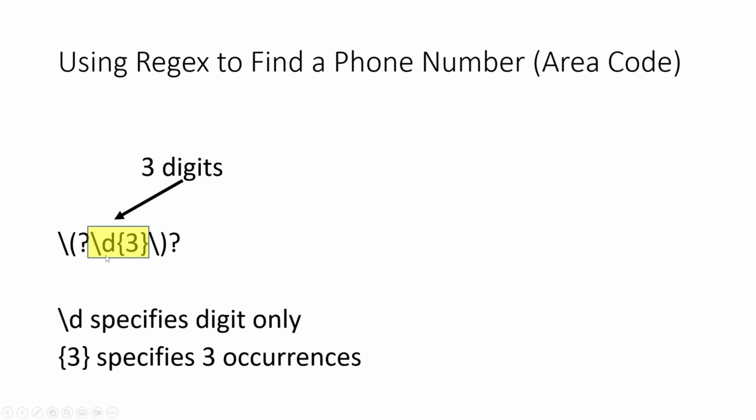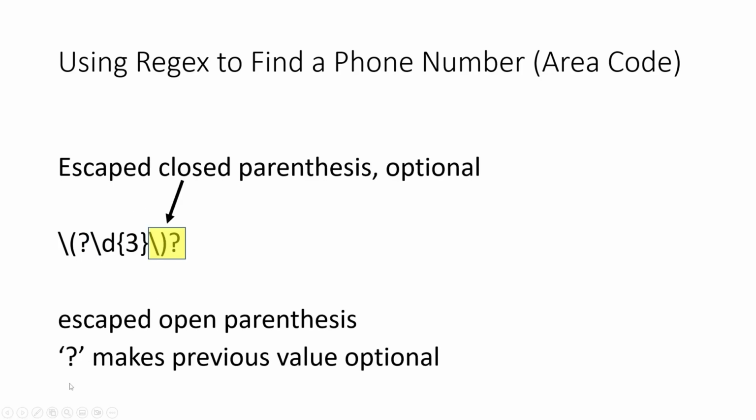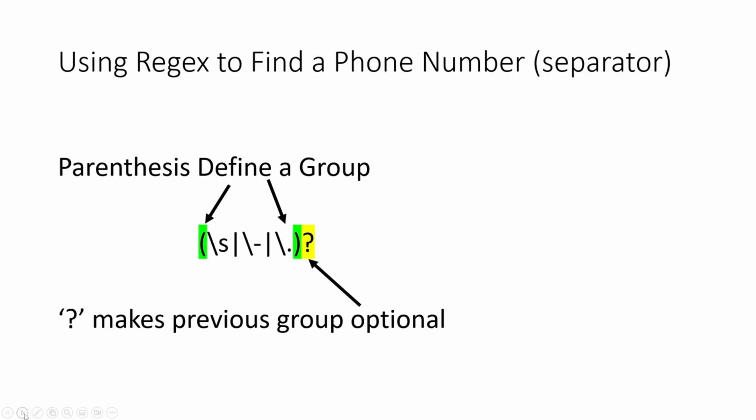The next step is we're going to look for 3 digits. We want 3 consecutive digits with the escaped D followed by the 3 in curly braces. And then the last step, of course, will be another optional parenthesis. So that's how we match our area code. Now the next step is we have groups in regex, so we can use parentheses to define a group, and then we can match for a space or a hyphen or a period. And then the question mark at the end makes this group optional.